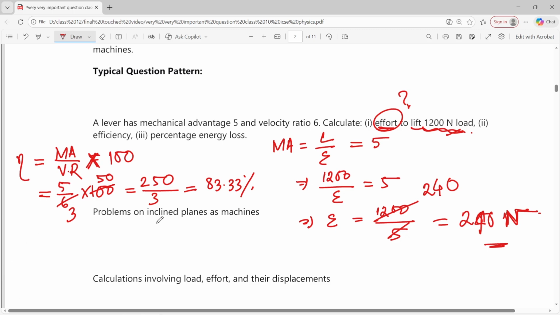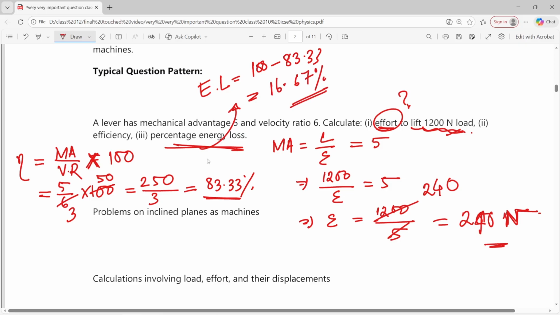If you calculate the loss percentage, how to calculate the percentage loss? Energy loss is 100% minus efficiency. So energy loss equals 100% minus 83.33. If you calculate this, you get 16.67% energy loss.